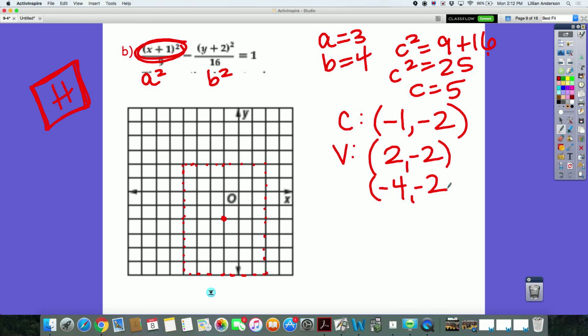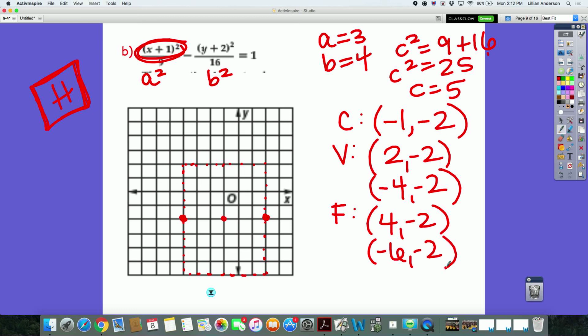As we can see, (-4, -2) is on one point of my box, and (2, -2) is on another point on my box. All vertices are going to be located on that box. For our foci, we add or subtract the value of c from the x-coordinate. If I add 5, that's going to give me (4, -2). If I subtract, it's going to give me (-6, -2). Now, unlike the other problem where the foci ended up being a radical, these are nice numbers. So we can actually plot (4, -2) and (-6, -2).